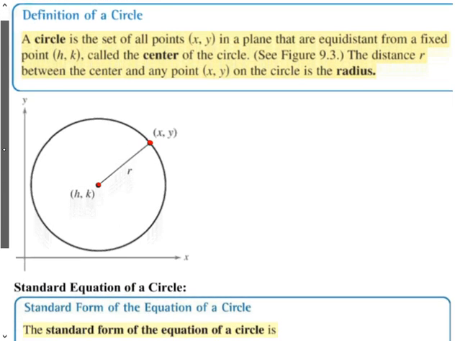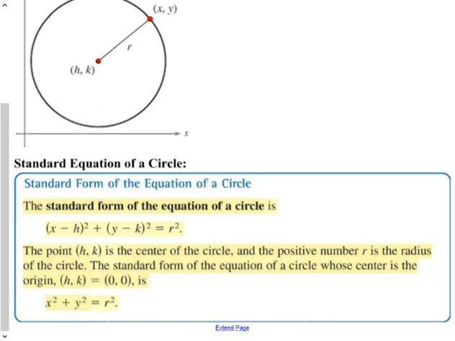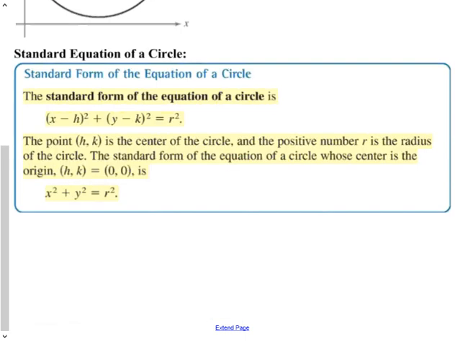Talking about h, k, that is our center. Here's a form that involves h, k, right? The standard equation is (x − h)² + (y − k)² = r², where r is the radius and h, k is the center. So if the center is at the origin 0, 0, clearly then it's just going to be x² + y² = 4, or r². So r² could be a number like 4, 9, 16. It doesn't have to be a perfect square.